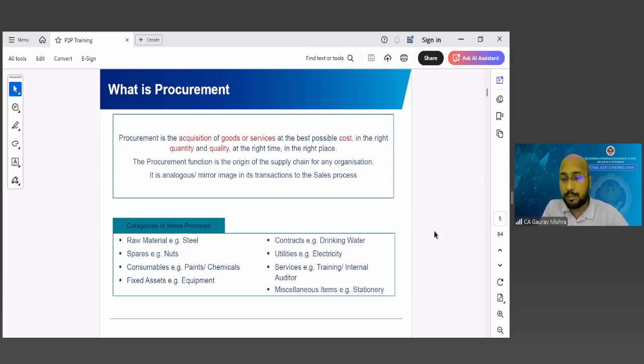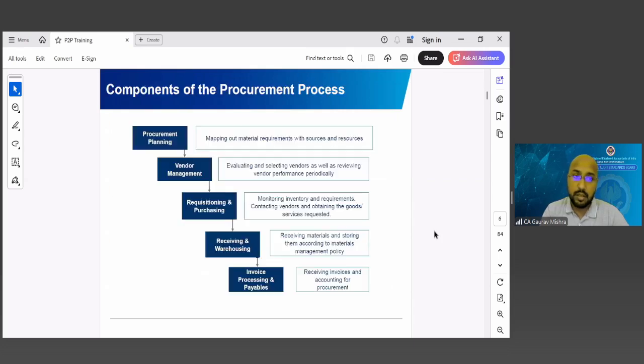But what if it is not acquired at the best possible cost, is that procurement or not? Yes, definitely. Whether the procurement is done at the best possible cost or not, any acquisition of goods and services is called procurement. I have taken a few examples of the categories we take, which are the examples I normally take in all the webinars or seminars.